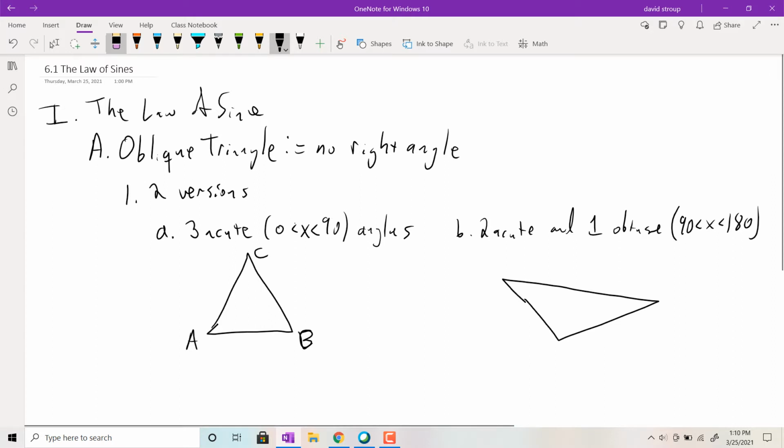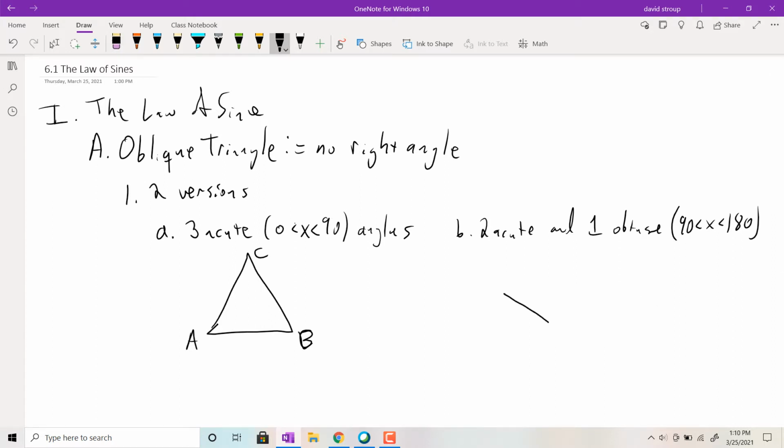Hopefully that looks like it's exactly 90 degrees. Let me try again. It's a lot harder than you think. You just try it on your own. There, I think that is greater than 90 degrees. So this is our obtuse angle. So one obtuse, and those are the types.